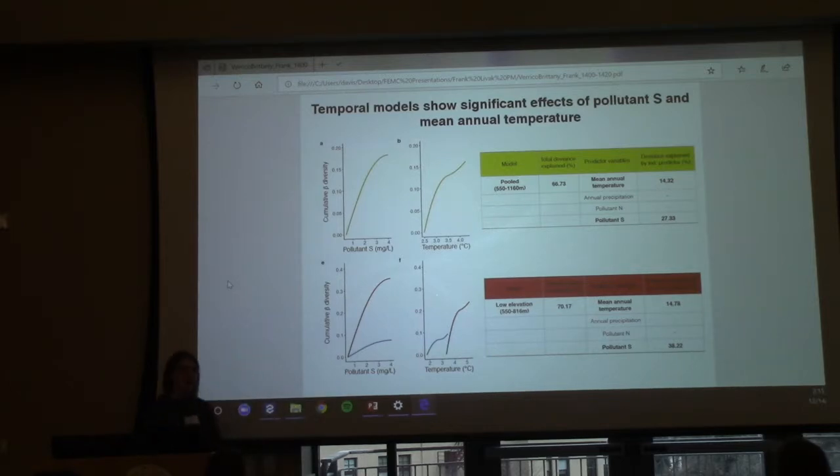I'm going to skip this, as you can ask me during the questions for sake of time, but we did look at low and high elevation forests, and we found a very similar response for low elevation forests, but high elevation forests was not significant, indicative that changes in climate and atmospheric pollution were not explaining any turnover in the high elevation forests, which was quite surprising.